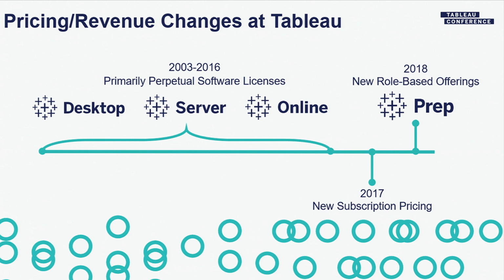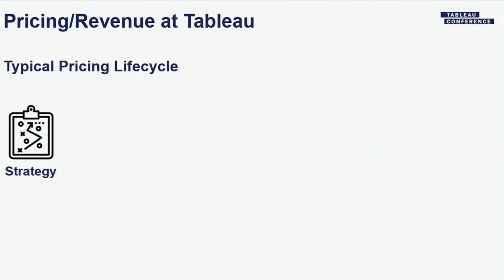So beyond that history, what does it actually look like to have a pricing lifecycle at Tableau? Well, it starts with strategy, which it should for anyone. What is your company trying to achieve? How do you differentiate yourself in the marketplace? What choices do you make?